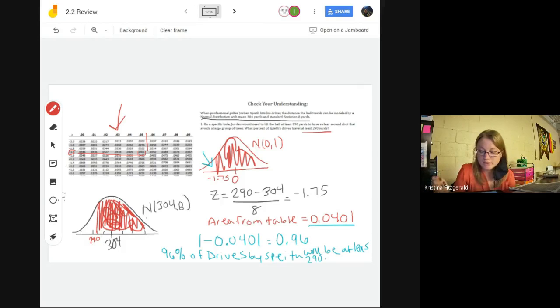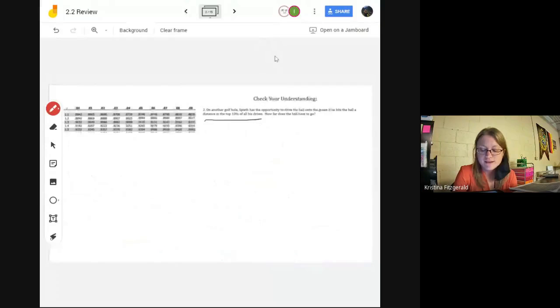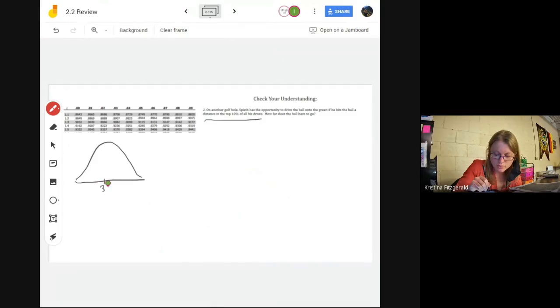Running out of room. So that's just a warm-up problem we did together. One we didn't quite do together, because my technology was being difficult, was this one, but I'll go over it now. The second question asks what distance Spieth would have to drive the ball to be in the top 10% of all of his drives ever. So let's draw a picture. 304 is the middle here, and we want the top 10%. So we have this area we know is 10%, or 0.10, and we want to label this again.